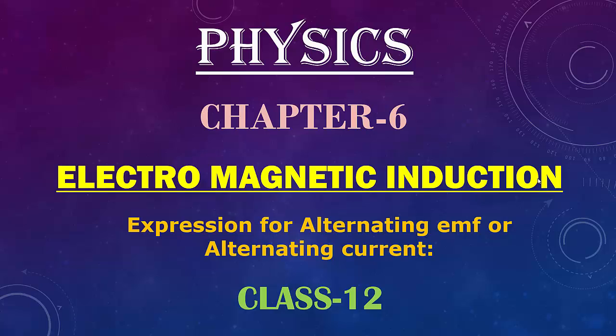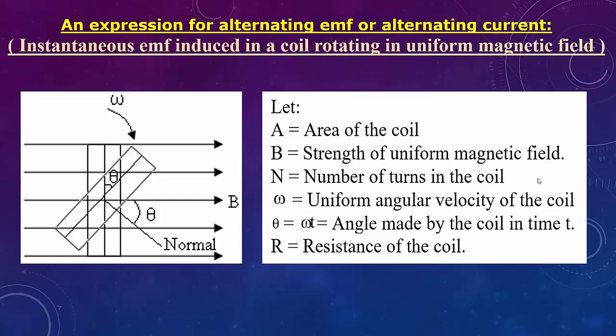Alternating EMF or alternating current, we can also call it instantaneous EMF induced in a coil rotating in a uniform magnetic field. So let us derive an expression for instantaneous EMF or alternating EMF, induced in a coil when it is rotating in a uniform magnetic field.